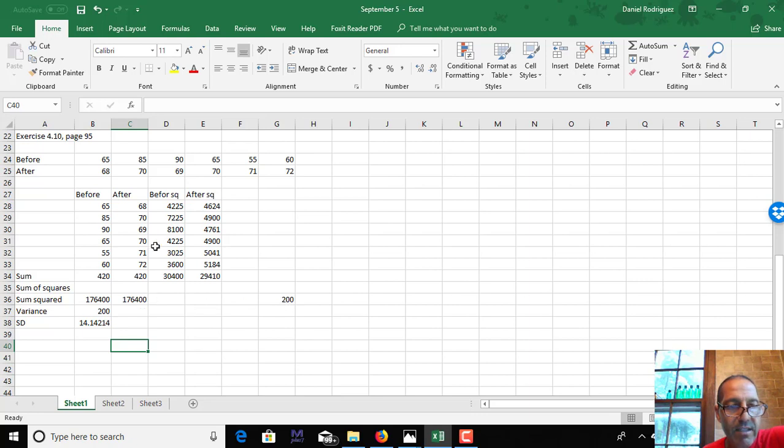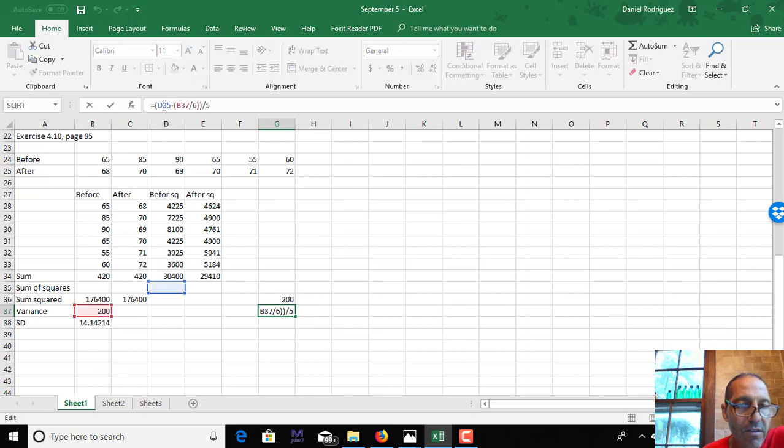So if we want to do it for the after values to see if there's a difference, we have a variance of 200 for the before, and now one variance for after. So we're going to do basically the same thing. I'm just going to move this formula down here and redo this, using it to replicate the formula, but now I have to fill in the correct values. So we start with the sum of the squares, which in this case for after is 29410, and this is in cell E34. So let's move that to E34.